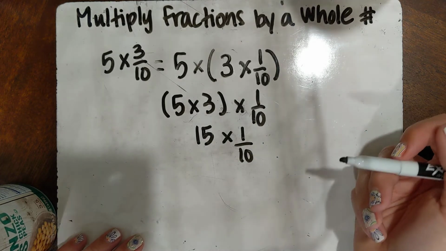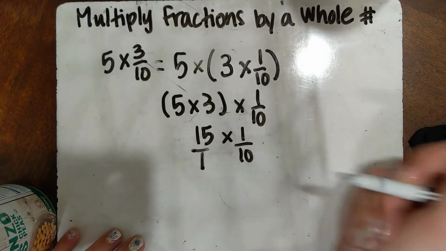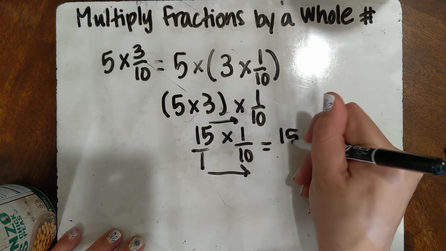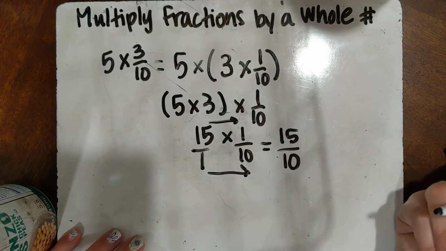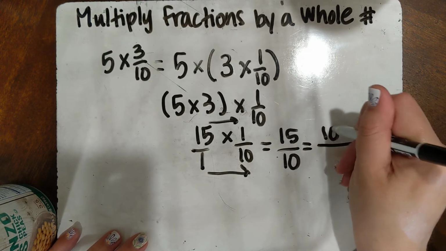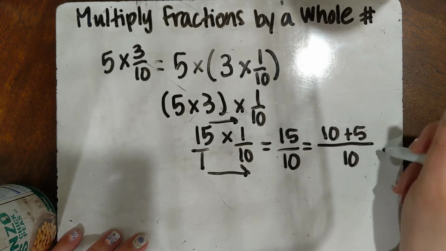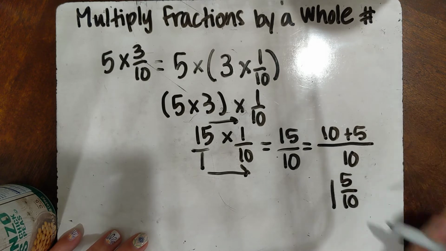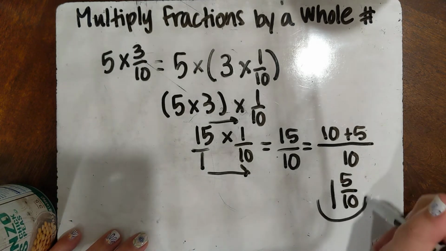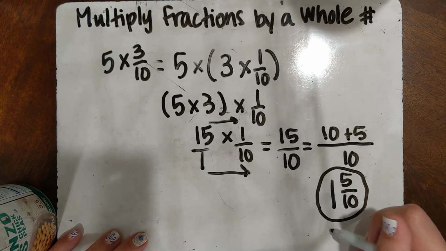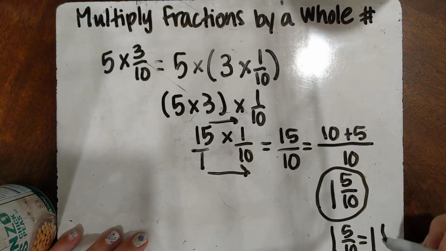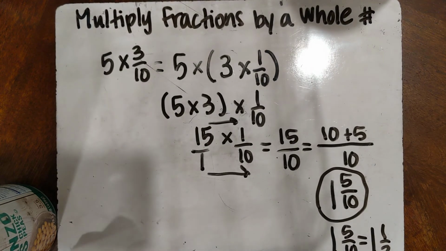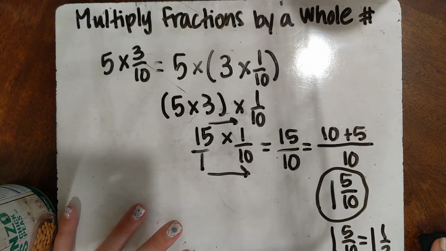Well, that's just our repeated addition or our models. But I also know this guy is the same as that. And when we multiply, we're going to multiply straight across. 15 times 1? 15. 1 times 10? 10. I have 15/10. That is equal to, let's take out our 10/10. And left over, we have 5. Remember this part is worth 1, so we have 1, and then we have 5/10 left over. So 5 × 3/10 is equal to 1 5/10. 1 5/10, simplest form, is 1 1/2. Oop, I went off the screen a little bit. Sorry, guys. But you know what 1 1/2 looks like. Okay. I'm going to do another one, but I'm going to do it this way, because this one's a little bit more complicated. Okay?